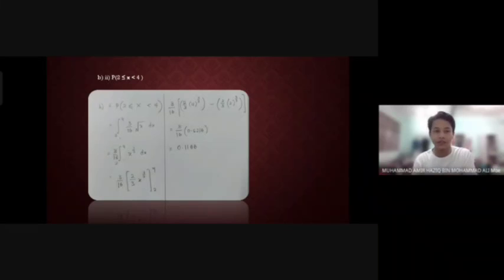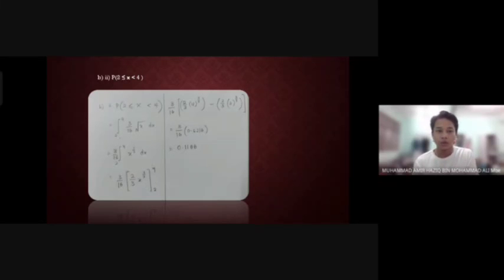Okay, the next question is B, second Roman. The question asks us to find the probability for x less than 4 and greater than or equal to 2. So we just use the formula to integrate 3 over 16 times the square root of x dx, and then we substitute the x values, which are 4 and 2.